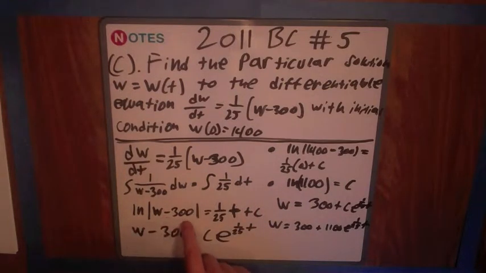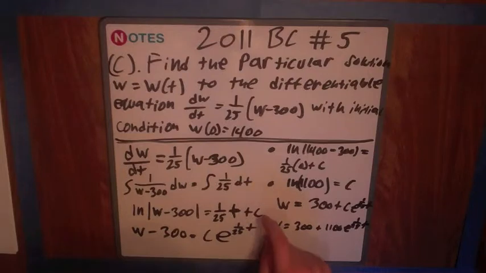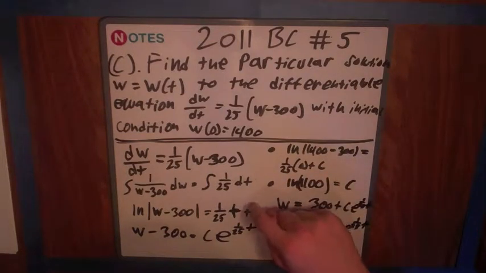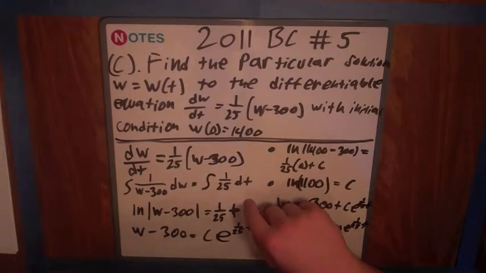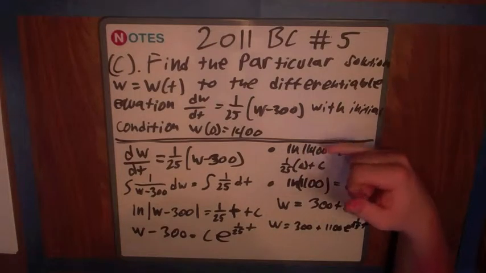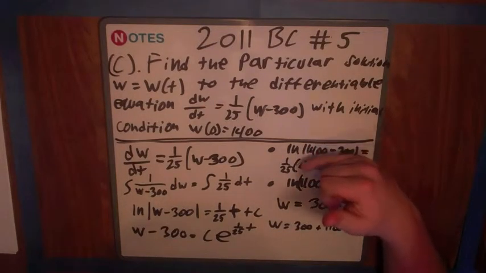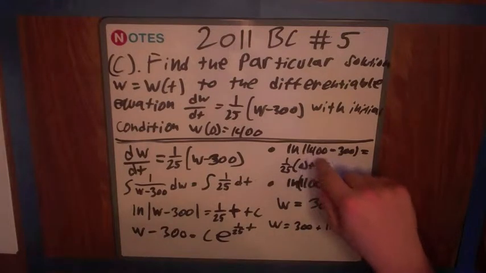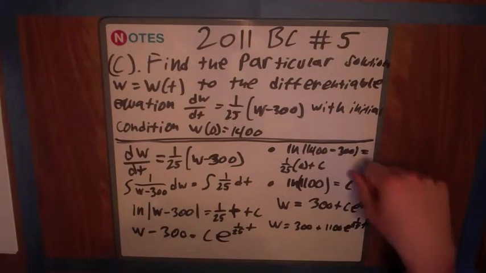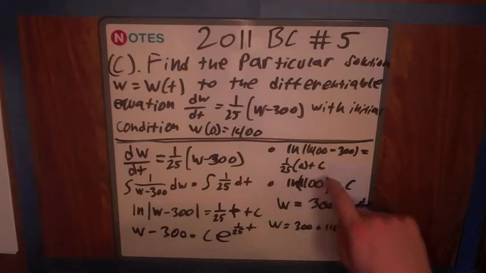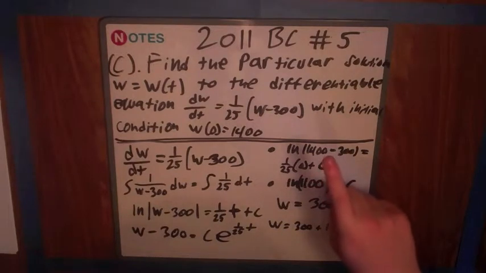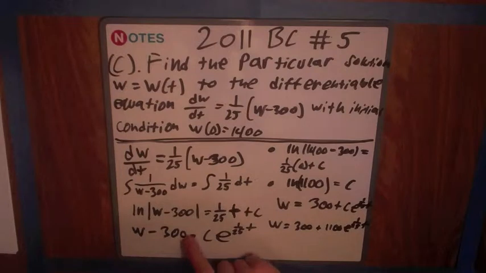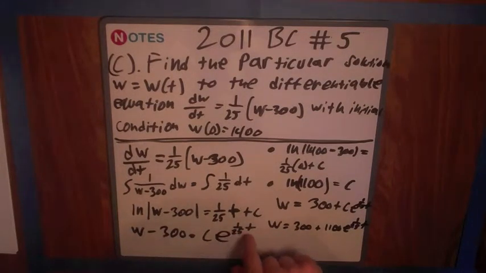Integrate, leaving you with this plus c on this side. And then from here, going to come up to this part and plugging in our initial conditions. t at 0 equals 1400. And then solve for c, which is the natural log of 1100. And then from there, we come over to here and we take our e, multiply it through, and we're going to be left with W minus 300 equals c e to the 1 over 25 t.